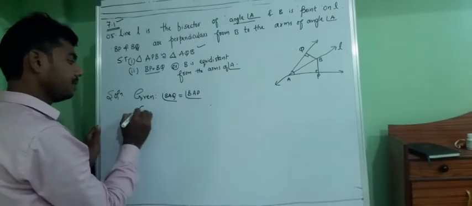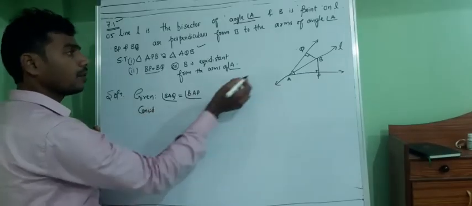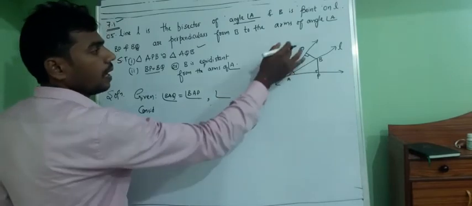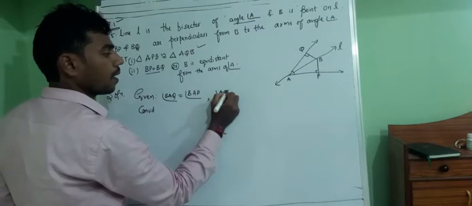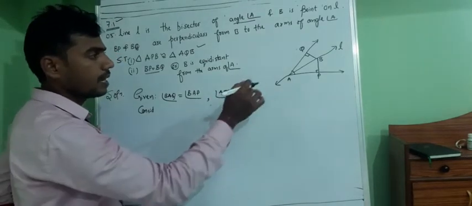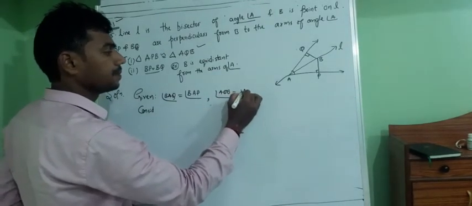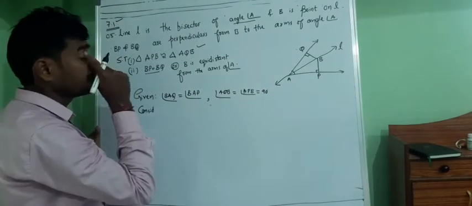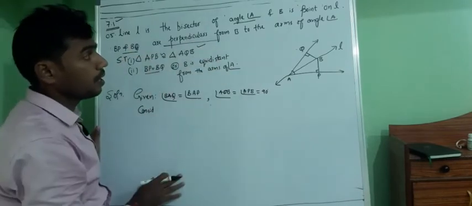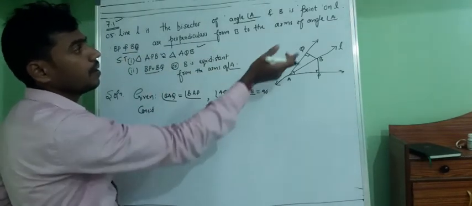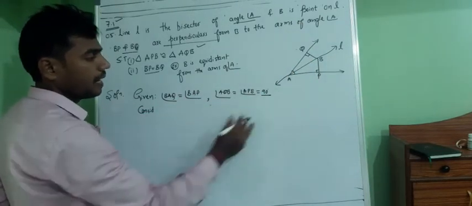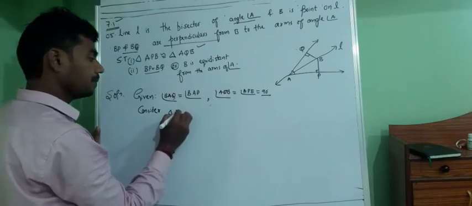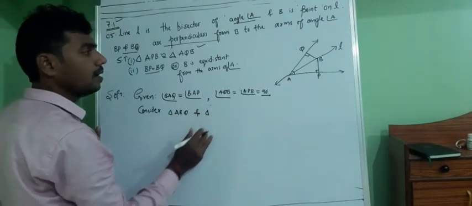Now, one more thing they have given: angle AQB is equal to angle APB, which is equal to 90 degrees, because they are perpendicular. BP and BQ are perpendiculars from B to the arms of angle A. So that will be equal to 90 degrees. Now consider triangle ABQ and triangle ABP.